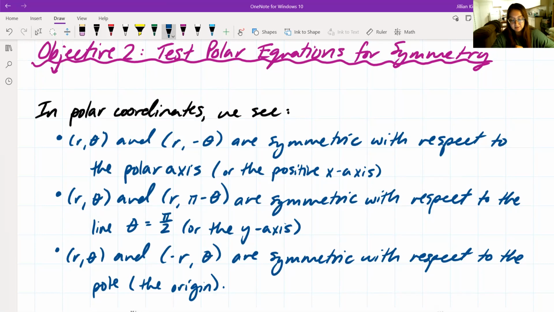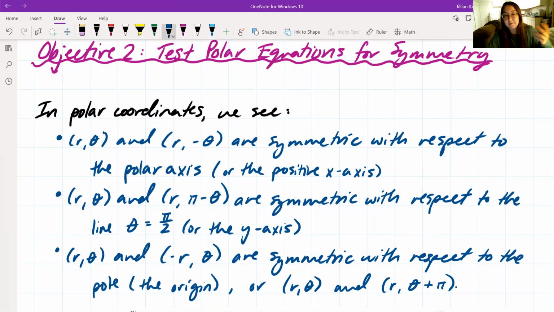Another way we could test if it's going to be symmetric with respect to the pole or the origin is to test (r, theta) and (r, theta plus pi). So that's another way we could check. There are two different ways to check if it's symmetric with respect to the pole or the origin.